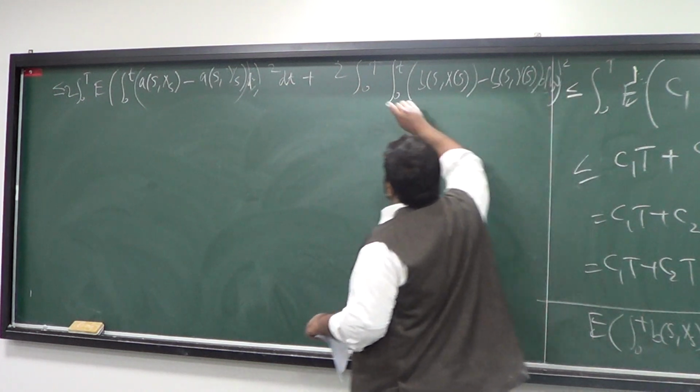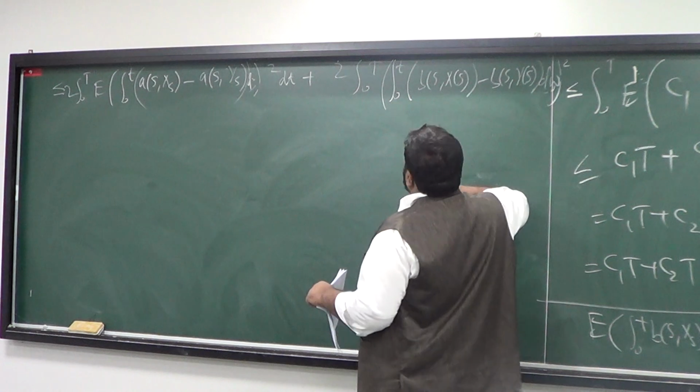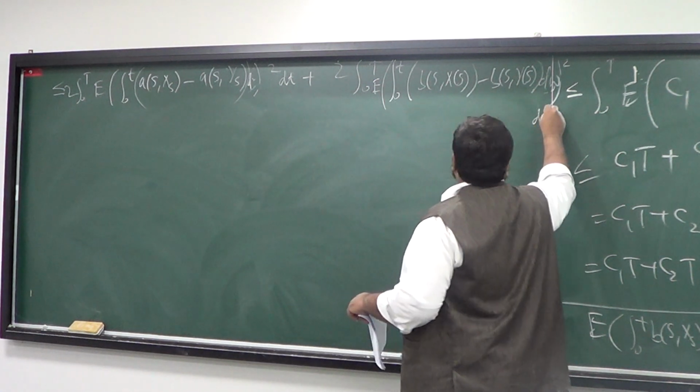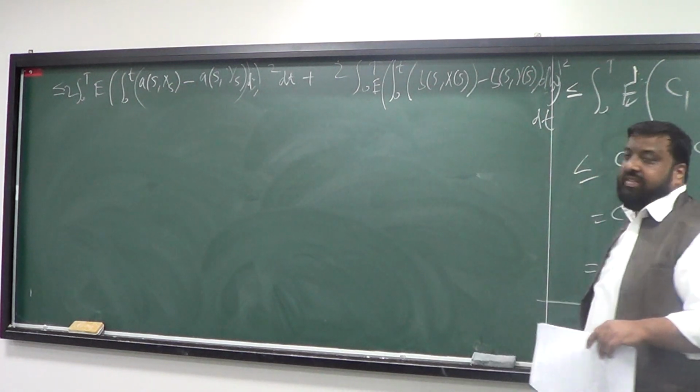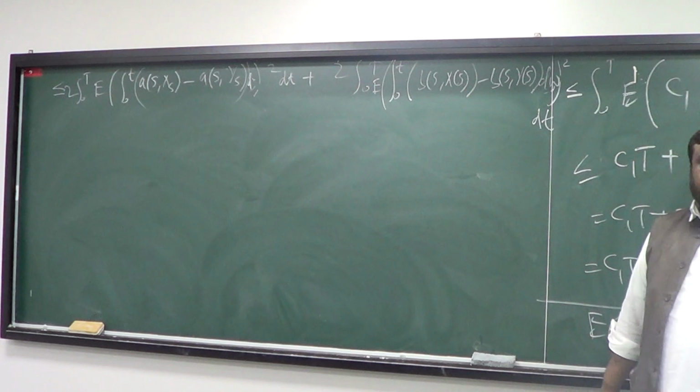dW(s) square, and its square. And expectation also will be there. Yes, expectation will also be there, and dt. dt actually. Okay, you have it. Now, do you think what property we're going to need now?